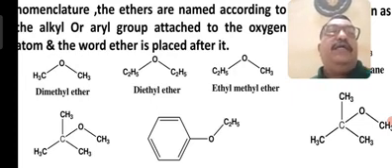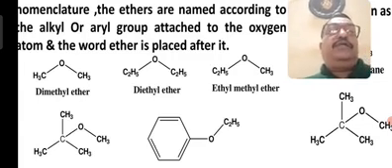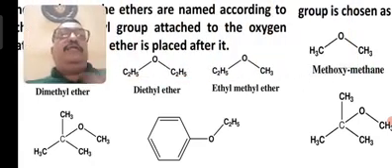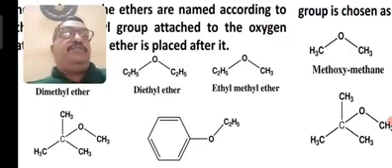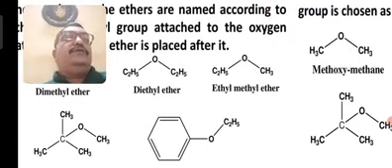C2H5OC2H5 is diethyl ether. Then C2H5OCH3 is ethyl methyl ether. It is a third example where you have a mixed ether. So in the common system they are named by taking the names of the 2 alkyl groups and adding the word ether. So this is the naming for your simple diethyl or phenyl or whatever kinds of ethers.